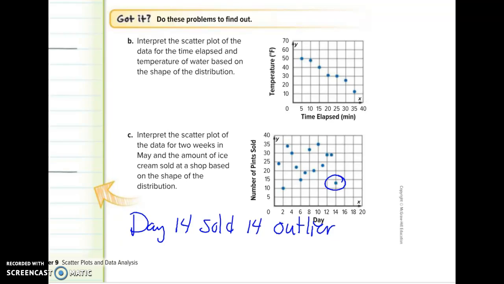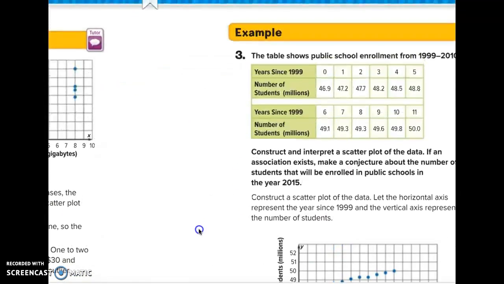All right, we're moving on to example 3. I know you guys are getting tired of listening, but I only have one more example to go through. So example 3.